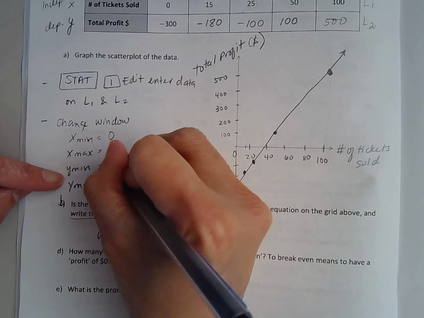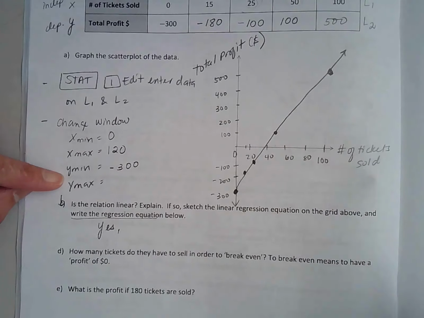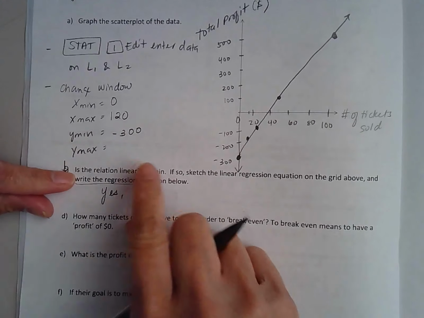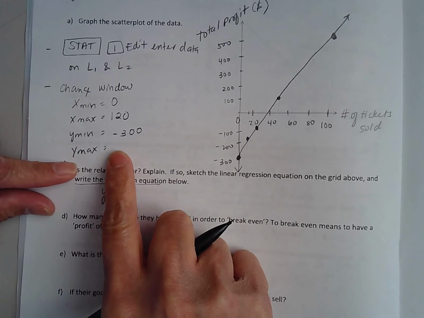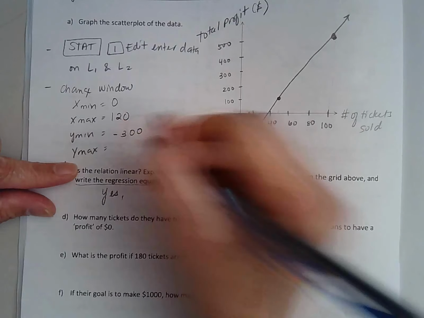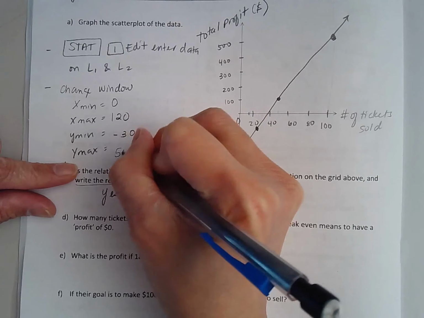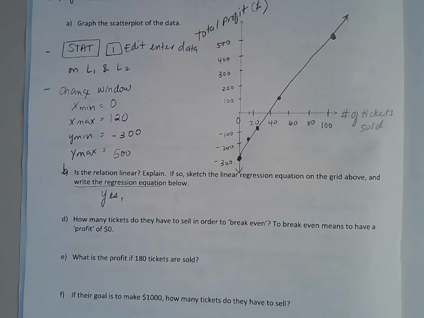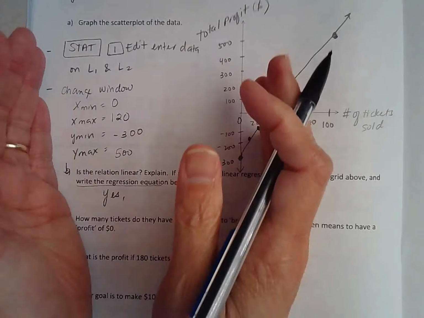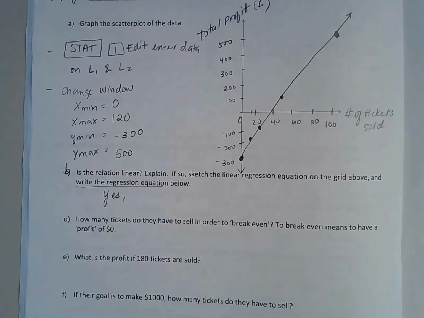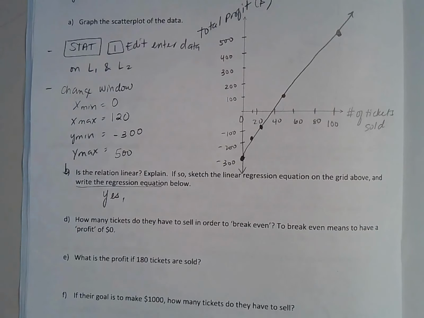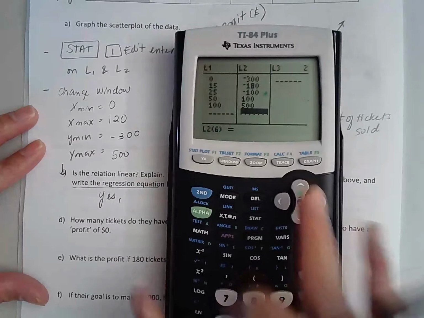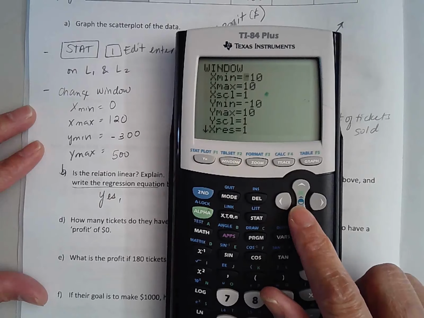What do you think is the y min? Yeah, we can go negative 300. Okay. What would be the y max? 520. Yeah, you can go 500 or 600, right? Because remember, we're going up by 100, so that's okay. This is just a start so that we can see our points, we can see our graph, but we could always adjust it later. Okay, good. So let's change our window.